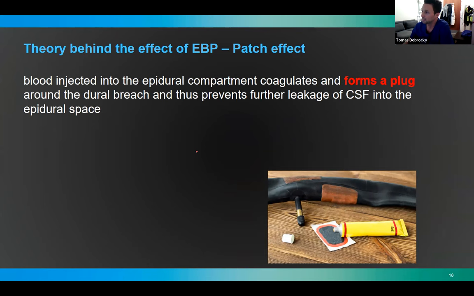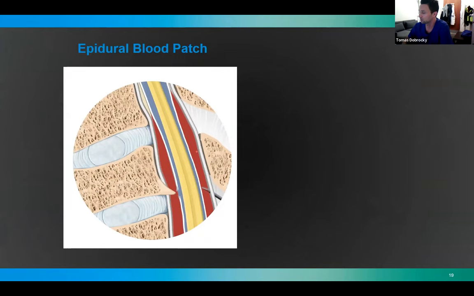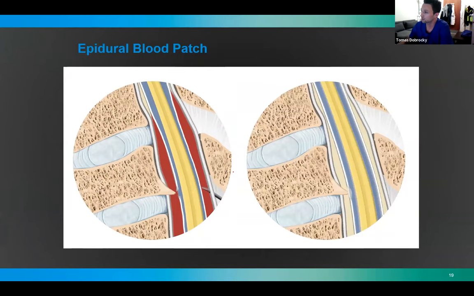However, the likelihood of some coagulated blood to provide stability, especially if you have a type 1 or type 2 leak with those spurs, and provide a permanent sealing, in my regard, is kind of questionable. Because if we look at it with a nice illustration, we have this small spur that's penetrating the dura, and we inject the blood, and we believe that there's a fibrin plug or a special effect that will completely allow the dura to heal, even though the spur is still going to be there. So this is just to demonstrate some thoughts and some mechanisms that might come into play.